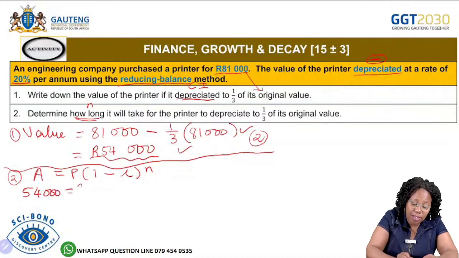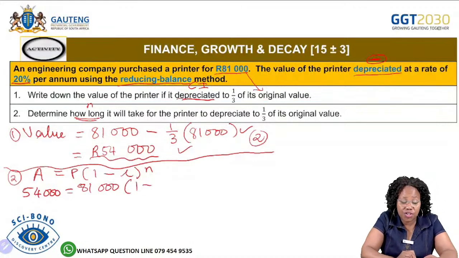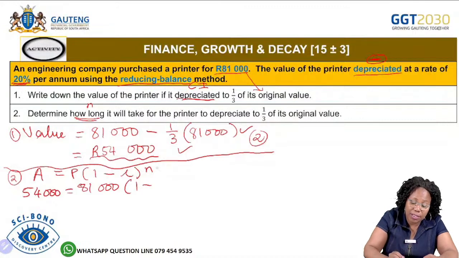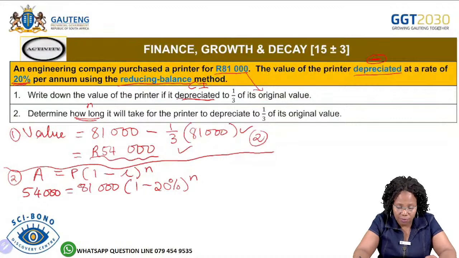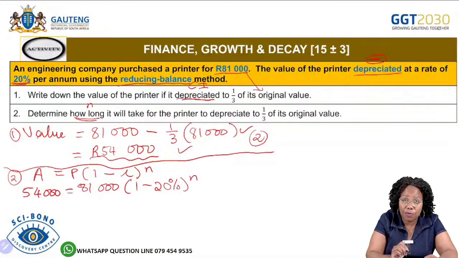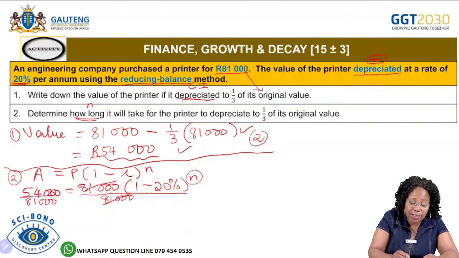And then the P was 81,000 into 1 minus, let's check the rate now, it is 20% rate. And then we are looking for the value of n. Can you see our n is an exponent now, grade 12? Right. But firstly, what must we remove? The 81,000, because eventually we want to calculate that n there. So we are going to divide both sides by the 81,000. Then this 81,000 will cancel that one.